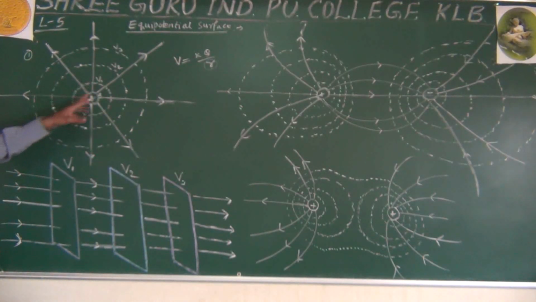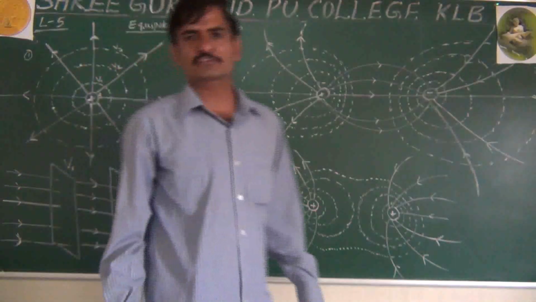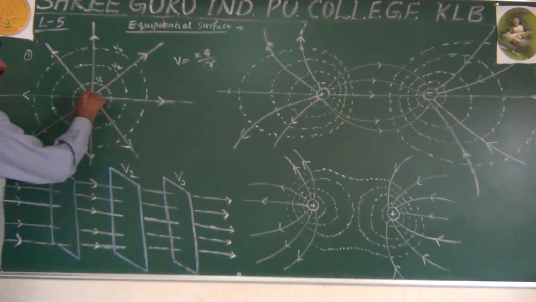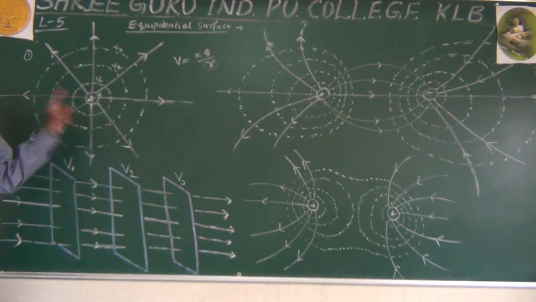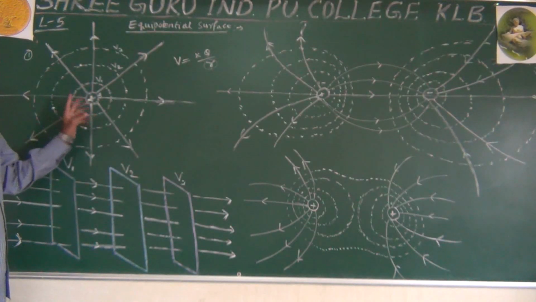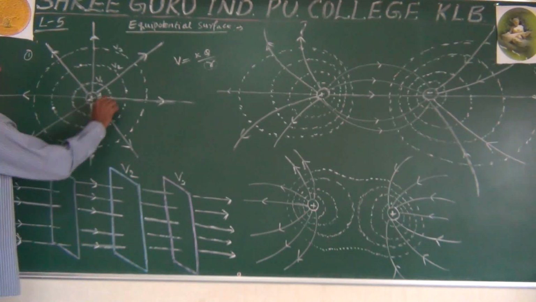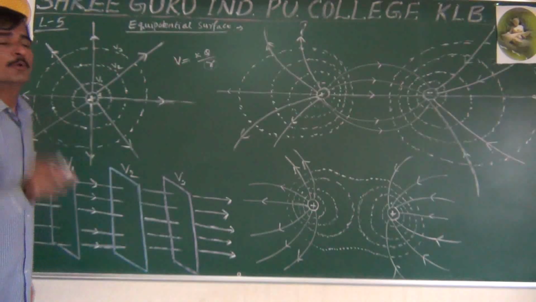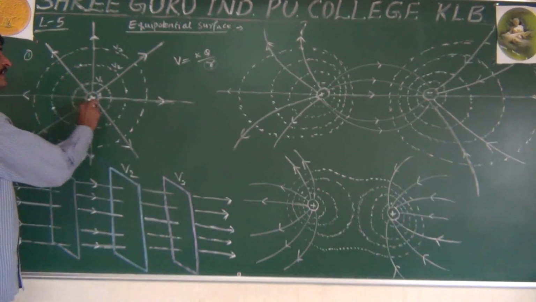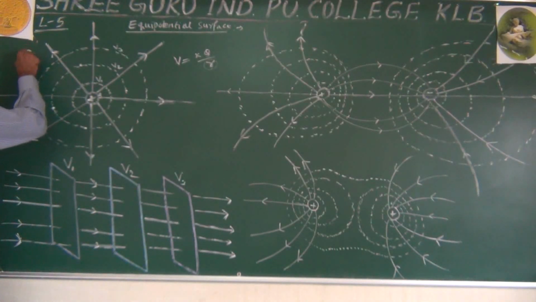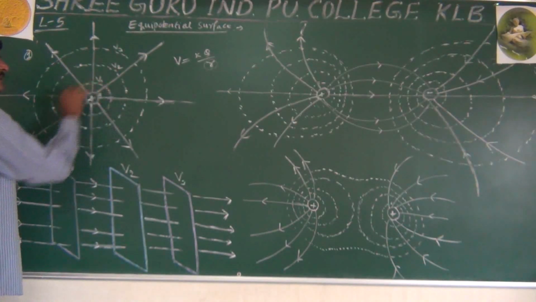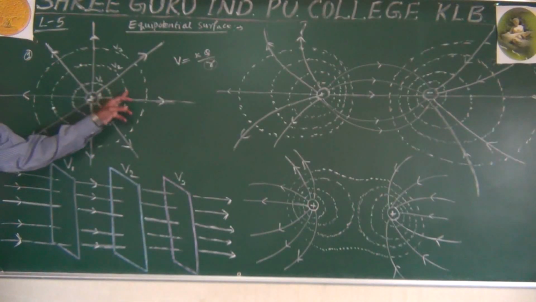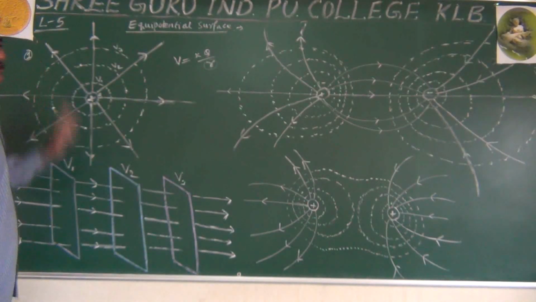From this diagram we observe that for a positive source charge, equipotential surfaces are concentric spheres. For a plus q charge or minus q charge, only one charge, equipotential surfaces are concentric spherical surfaces with the charge at the center. So this is an equipotential surface, this is also an equipotential surface, and this is also an equipotential surface.